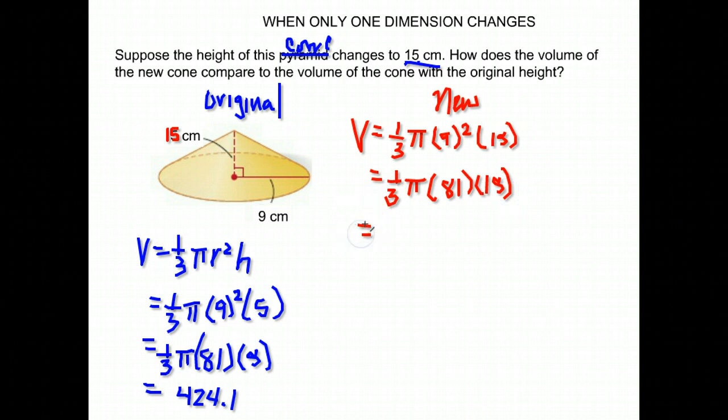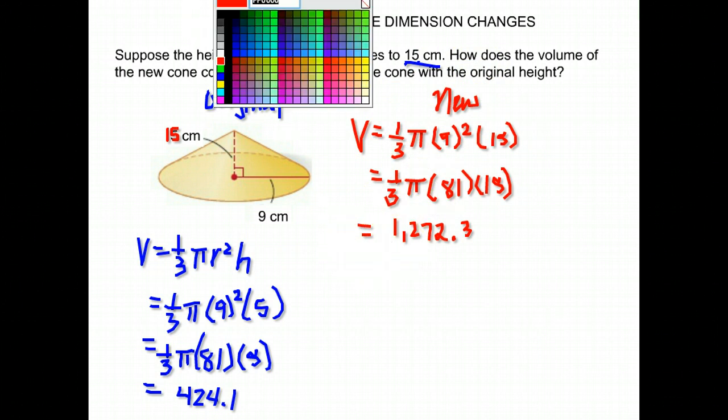Let's go ahead and calculate that. 81 times 15 times pi, divide by 3. And I get a new volume of 1,272.3 about. So how does the volume of the new cone compare?